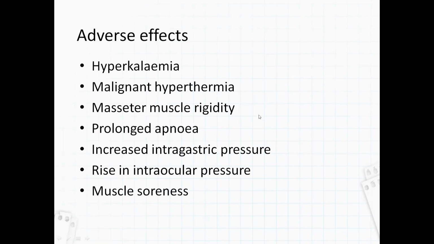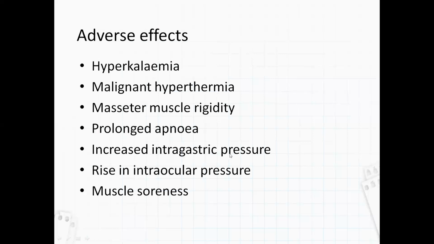And masseter muscle rigidity, this should be observed. This is also a genetic condition. It can be a problem in cases like endotracheal intubation, where masseter muscle rigidity might cause problems. So it should also be observed. And prolonged apnea, this I already said: if there is atypical pseudocholinesterase, which cannot degrade succinylcholine effectively, succinylcholine will stay for a longer time in the body, which can cause respiratory depression and this prolonged apnea.